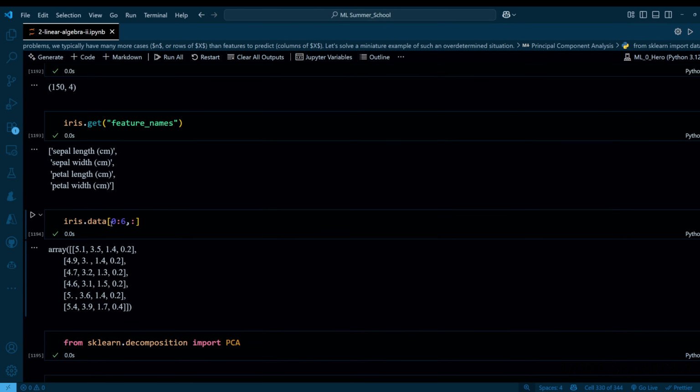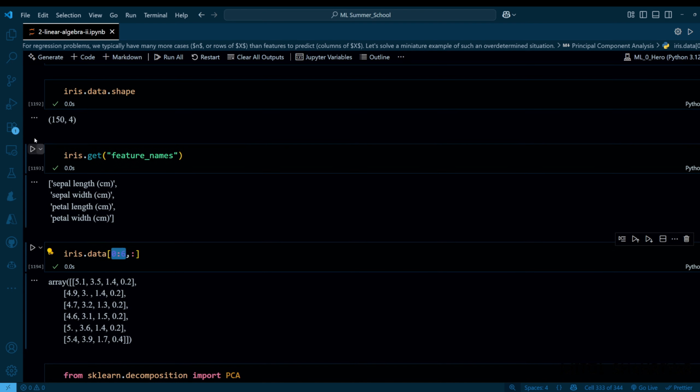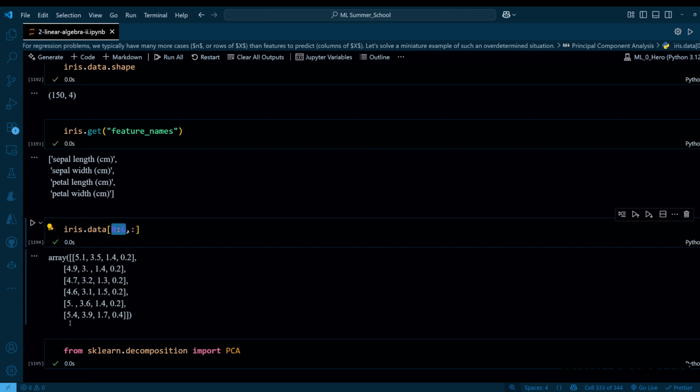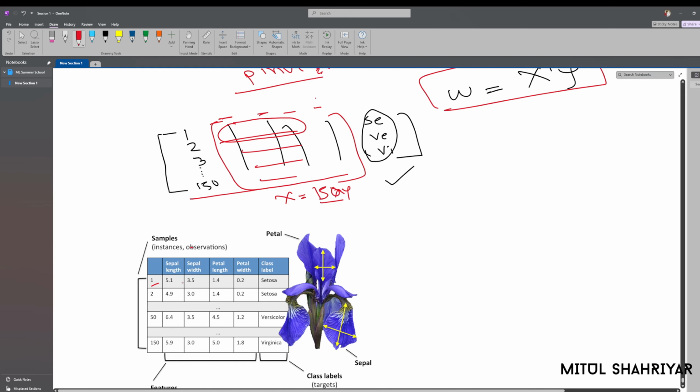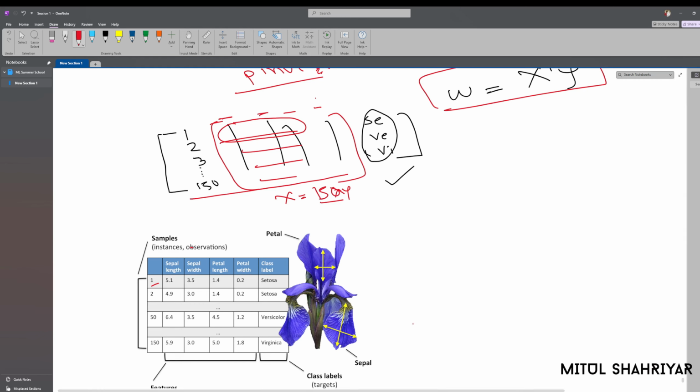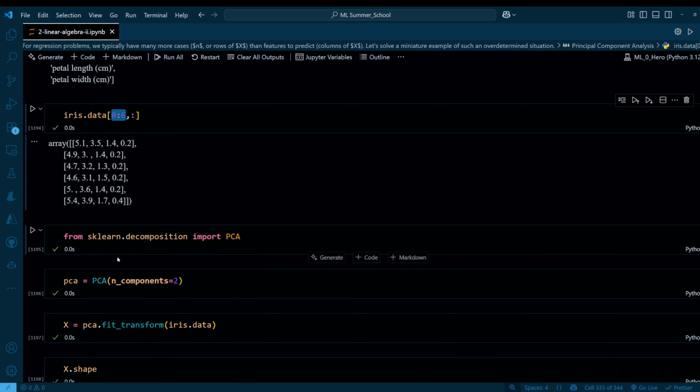Then this is basically to look at the first 6 row values. No problem. We're just trying to see what values we have in here. So for the first 6 rows, you can see these are the values: 5.1, 3.5, 1.4. These are the exact values basically. We're just trying to look at the first 6 values, just to check the values. No problem.